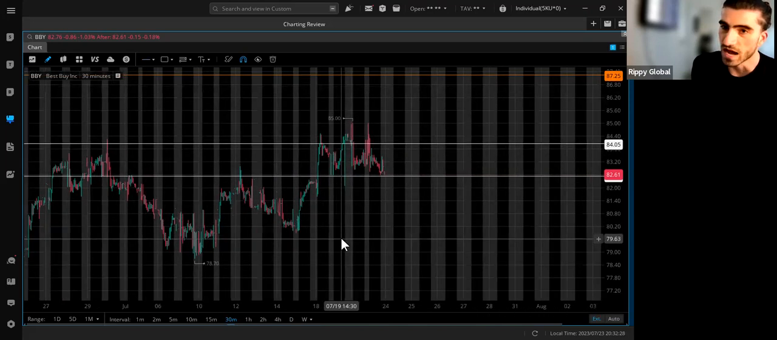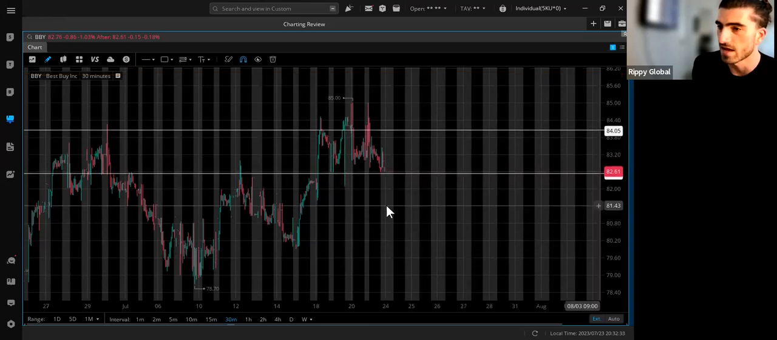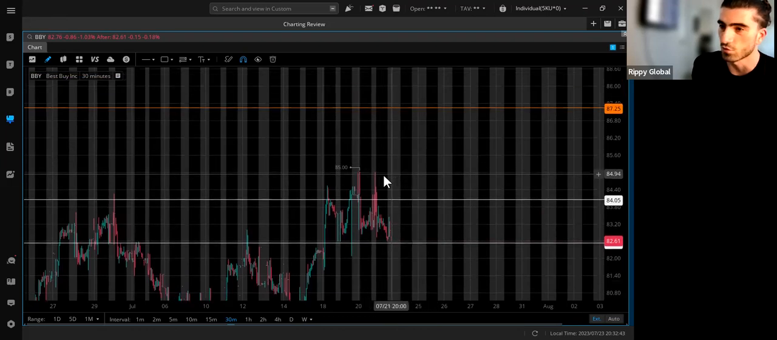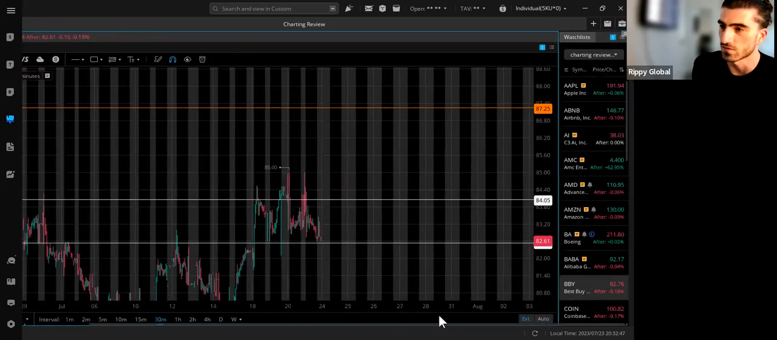It's acted as a resistance historically, and now it's trying to hold it as support. So I haven't traded Best Buy before. I don't plan on it, but just going off the levels I have, I would like to see it hold 82.5 as a support. If we can break out of $84 a share on the upside, it looks like continuation could happen. 85 will be a nice little reject area, but 87 a share does look possible for Best Buy.